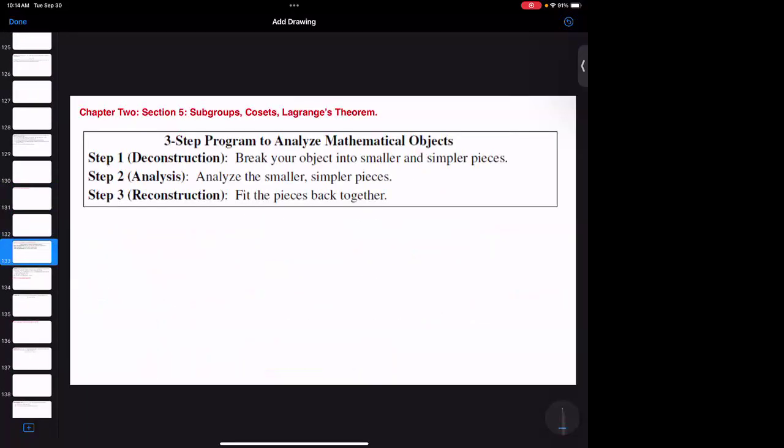All right, so in the textbook, they have a really nice box, three steps to analyze mathematical objects. The first is deconstruction. Break your object into smaller and simpler pieces. Step 2, analysis. Once you break them up, analyze them. And then step 3, put them back together.